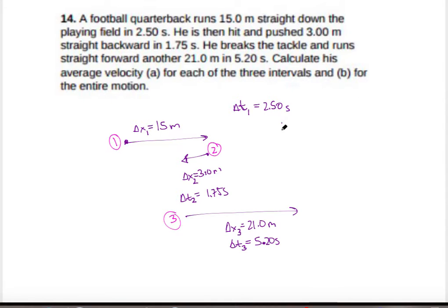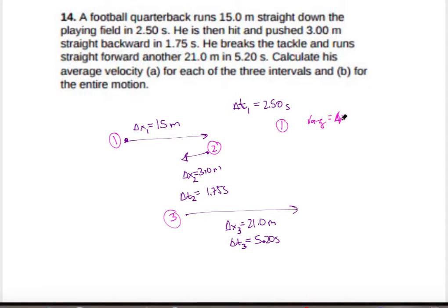So for number 1, the average velocity for each interval is going to be v average is equal to delta x over delta t. So we're going to have positive 15 meters over 2.5 seconds. So for the first little interval, we have 15 divided by 2.5, which, if we pull our calculators out, is just an average velocity of 6 meters per second.